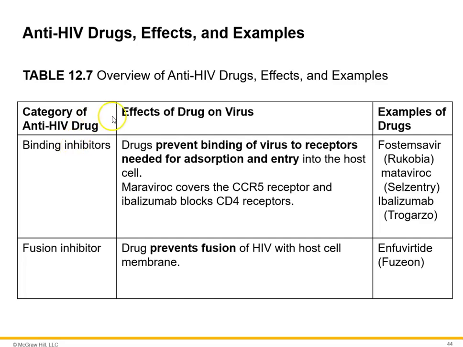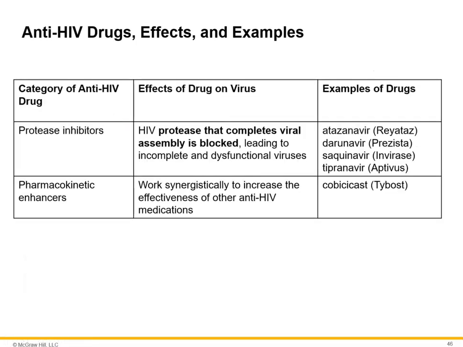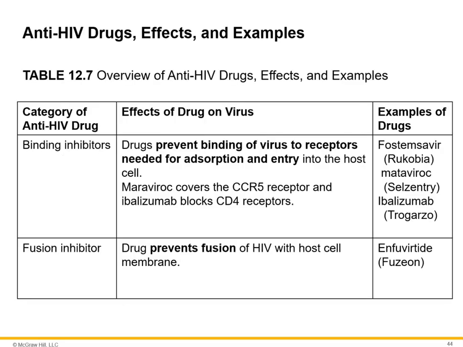Okay, this is a table of anti-HIV drugs, and you can tell there are several of them on the market. And so what I might do on a test is I might tell you that a patient with HIV is taking a binding inhibitor. And I will tell you that binding inhibitors prevent binding of the virus to receptors on the host cell. Then I'm going to ask you which step of the viral multiplication cycle, or which steps, are being targeted. And in the instance of binding inhibitors, we're targeting adsorption and entry.